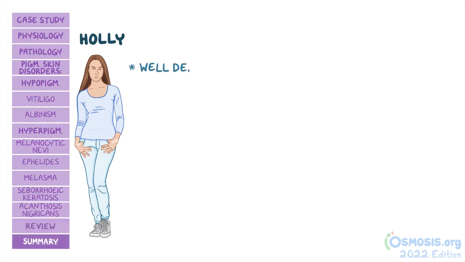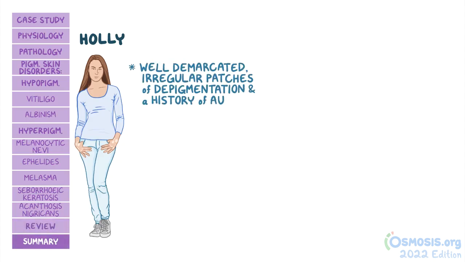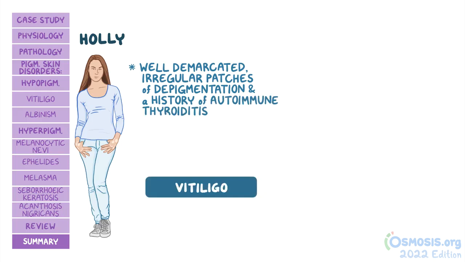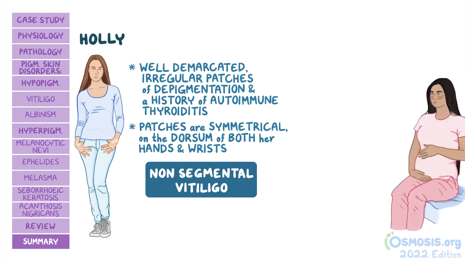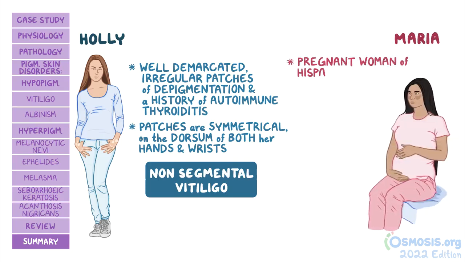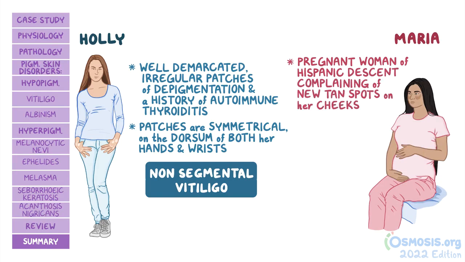Okay, back to our cases. Holly presented with well-demarcated irregular patches of depigmentation and a history of autoimmune thyroiditis. This is classic for vitiligo, and since the patches are symmetrical on the dorsum of both her hands and wrists, we're probably dealing with non-segmental vitiligo. On the other hand, Maria is a pregnant woman of Hispanic descent complaining of those new tan spots on her cheeks. Her clinical presentation is enough to make the diagnosis of melasma.